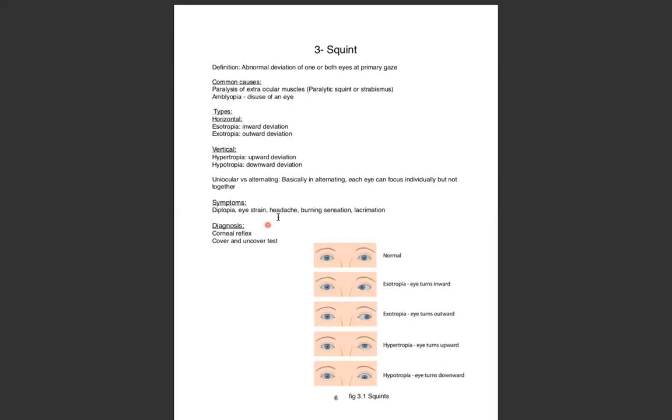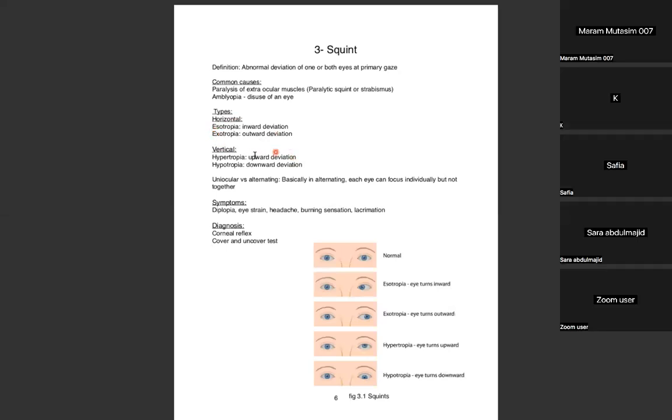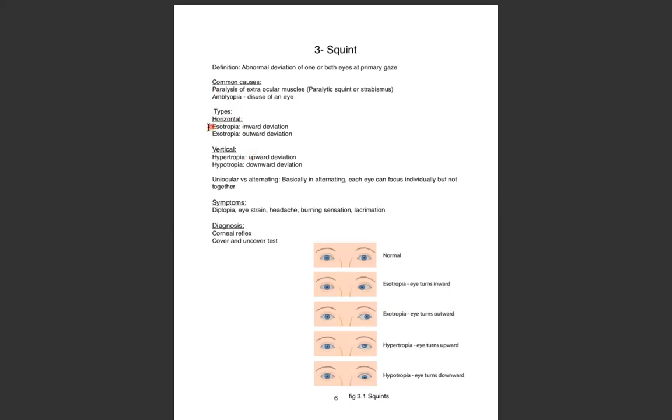There's a lot of types of squints, horizontal or vertical. These are examples of the pictures. إنه horizontal squint is that inwards or outwards deviation. والvertical squint upward or downwards deviation. Horizontal squint إنه مسامي esotropia لو inwards و exotropia لو outwards. الvertical hypertropia لو upwards و hypotropia لو downwards.